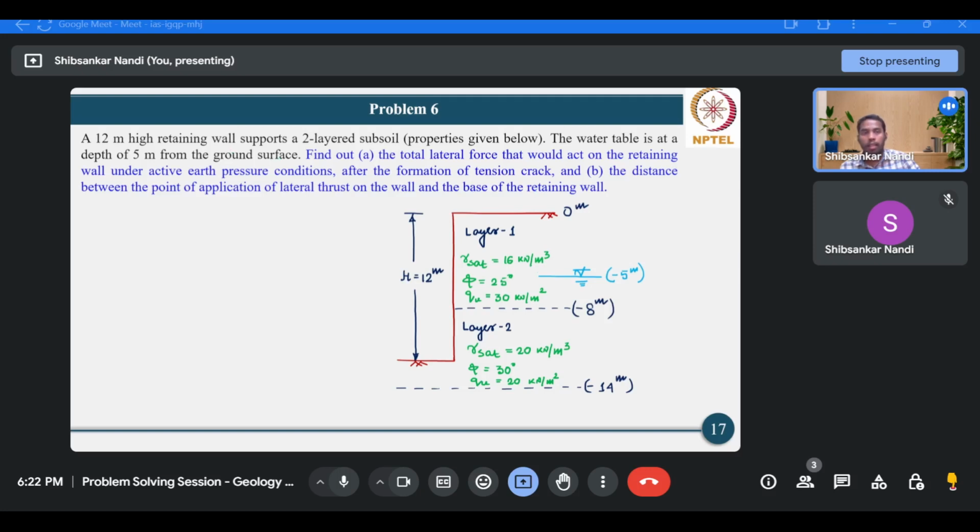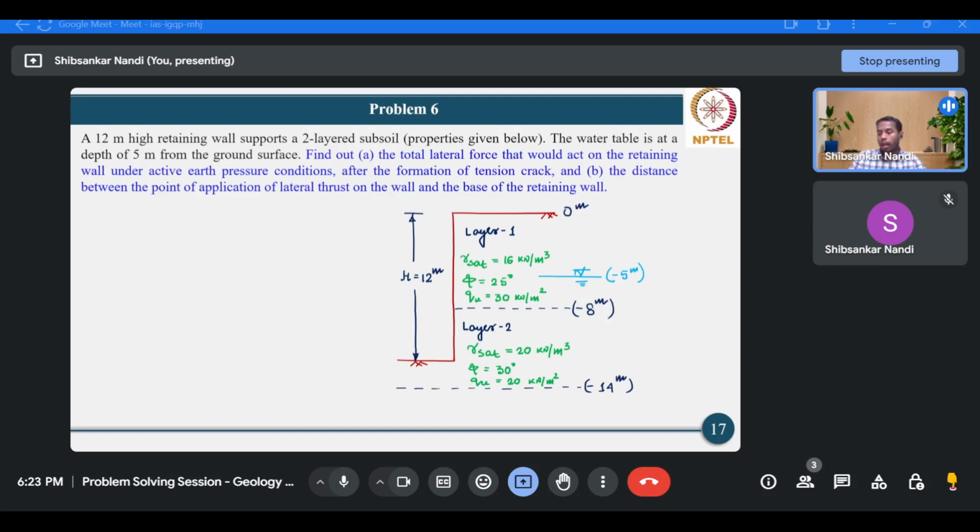And the second part, we have to calculate the distance between the point of application of lateral thrust on the wall and the base of the retaining wall. Okay, so by this problem you will have complete knowledge of how to calculate the total force and also its line of action from the base of the wall. In this problem we have a two layered subsoil. Also we have a water table inside the backfill.